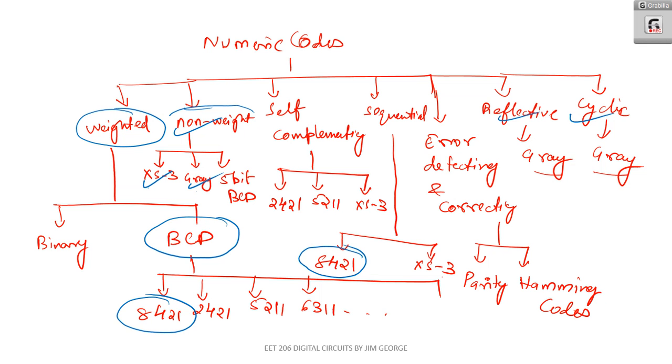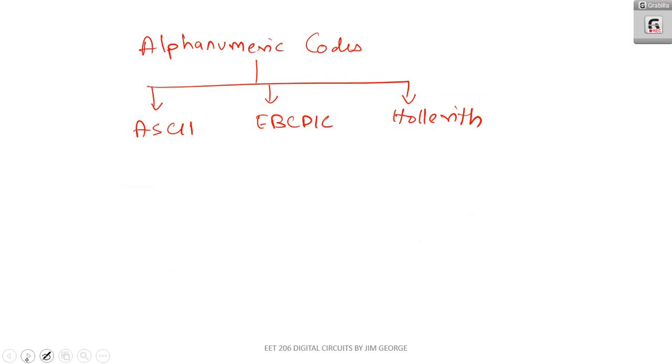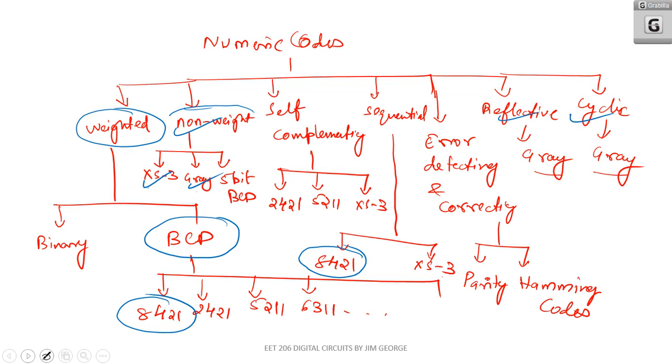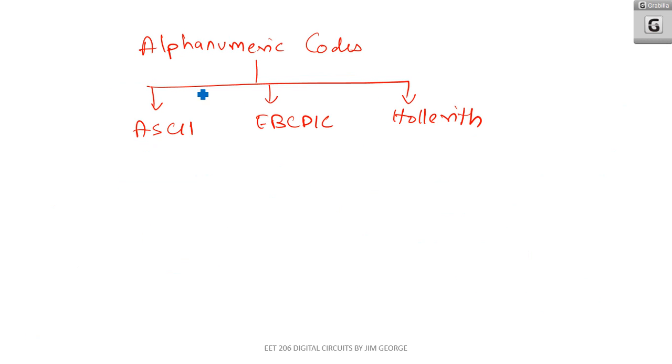So what is special? One question. You have dealt with 8421 code in this lecture. How does it become sequential? I will try to address that question in this lecture. Coming to alphanumeric codes, you have ASCII code, EBCDIC code, and Hollerith code. That is an example of this code.